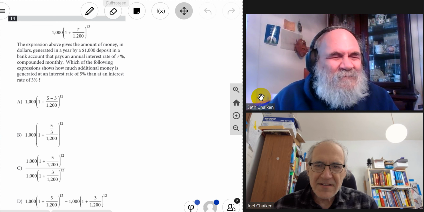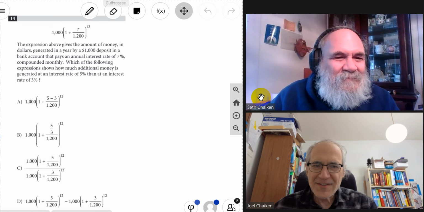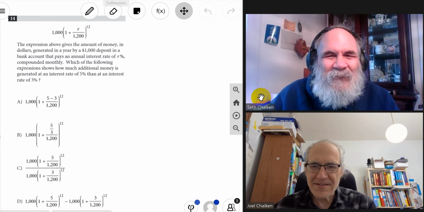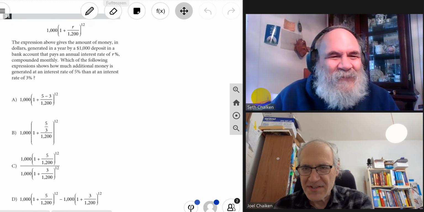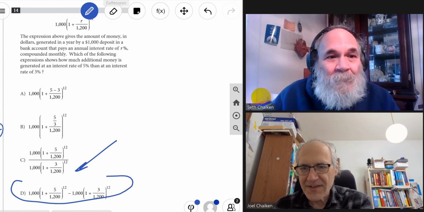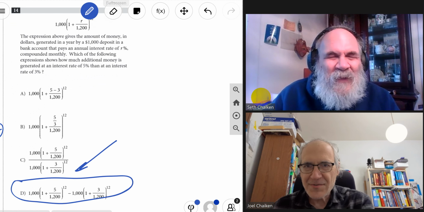Wow, to me it's so obvious. Even if you don't know anything about this, it's this one because it shows the difference of two things. Then you don't even have to understand the interest rate formula.